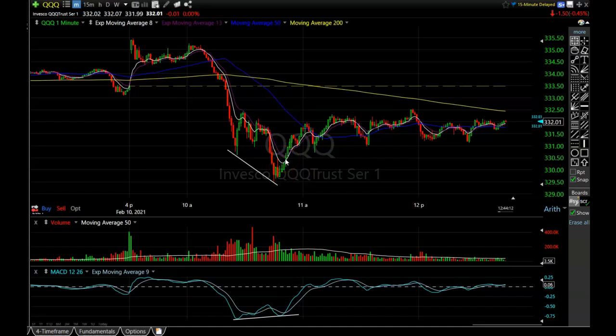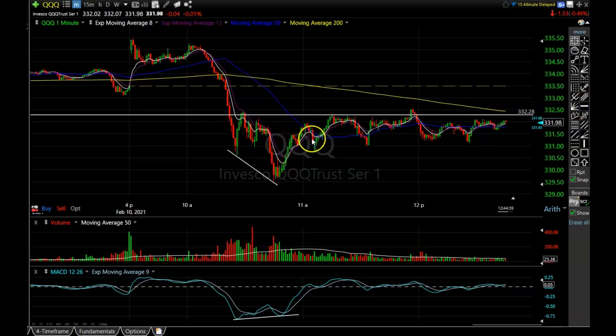So I bought at 330 and 26 is when I got in. So $330.26, and I just bought the 100 shares of the QQQ. I know some of you guys like to play options. For me, I just find it easier to get in on the QQQ itself once it breaks above that 8-period exponential moving average. And I noticed that the market was making a bit of a head and shoulders pattern once it started to go back up.